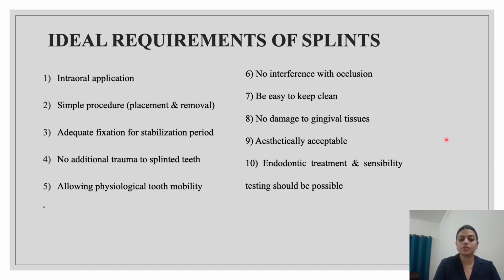The ideal requirements of a splint are: the intraoral application should be easy to place, a simple procedure, and placement and removal should be very easy, with adequate fixation for the stabilization period. It should not cause any kind of additional trauma to the teeth, and it should allow physiological tooth mobility, so it has to be semi-rigid. It should not cause any interference with occlusion. It should be easy to clean, and it should not cause any damage to the gingival tissue. It should be aesthetically pleasing, and endodontic treatment sensibility testing should be possible even if the splint is placed.